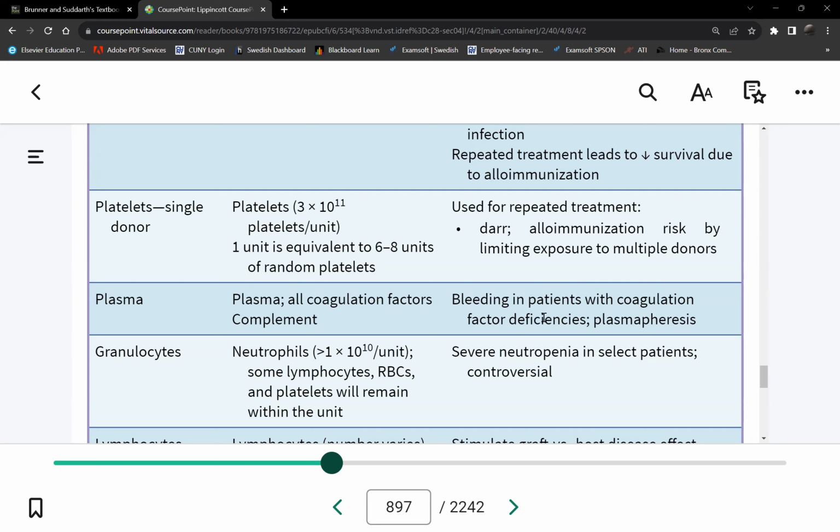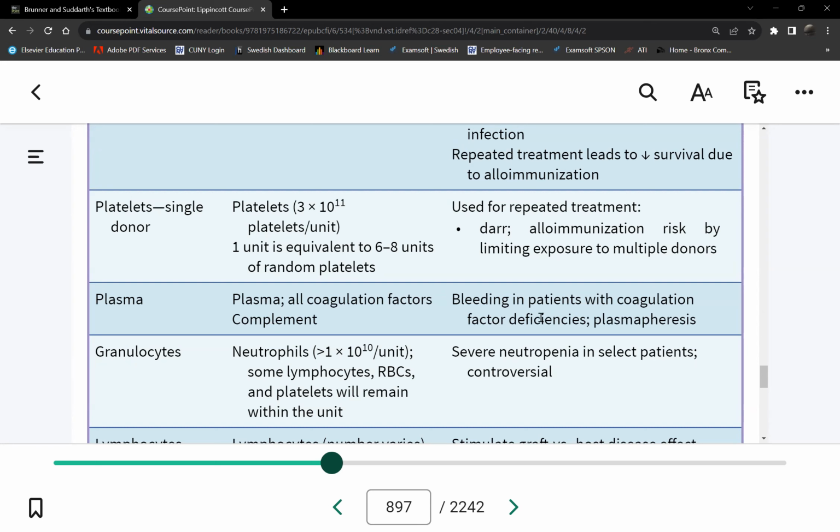But pretty much DIC or bleeding patients can benefit from plasma. Another would be, let's say you have a patient who overdosed on warfarin. Do you know what is warfarin? Anticoagulant for daily therapy. All right, so warfarin or Coumadin, the brand name, is a common anticoagulant, and that anticoagulant is a vitamin K antagonist.